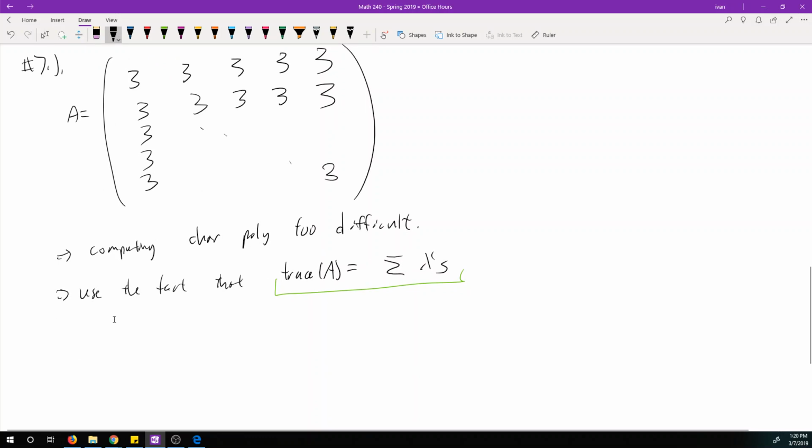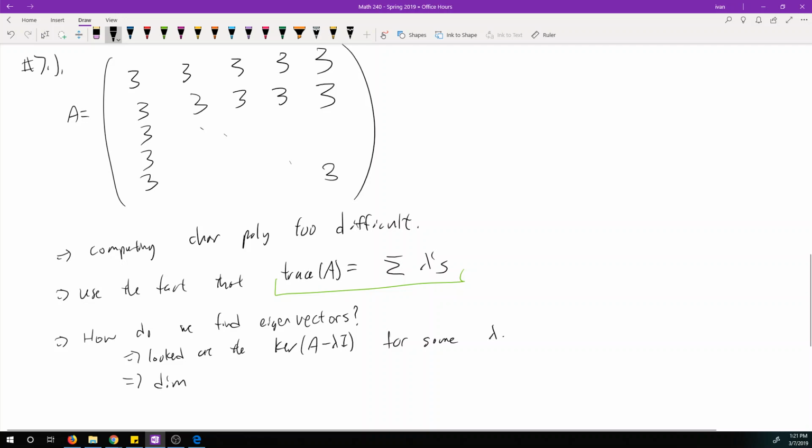So the first thing is the following, right? We want to note that, so how do we find eigenvectors in the first place? The way we find eigenvectors is the following. Remember, we looked at the kernel of A minus lambda I, for some lambda, right? And remember, the dimension of the kernel had to be greater than 0.